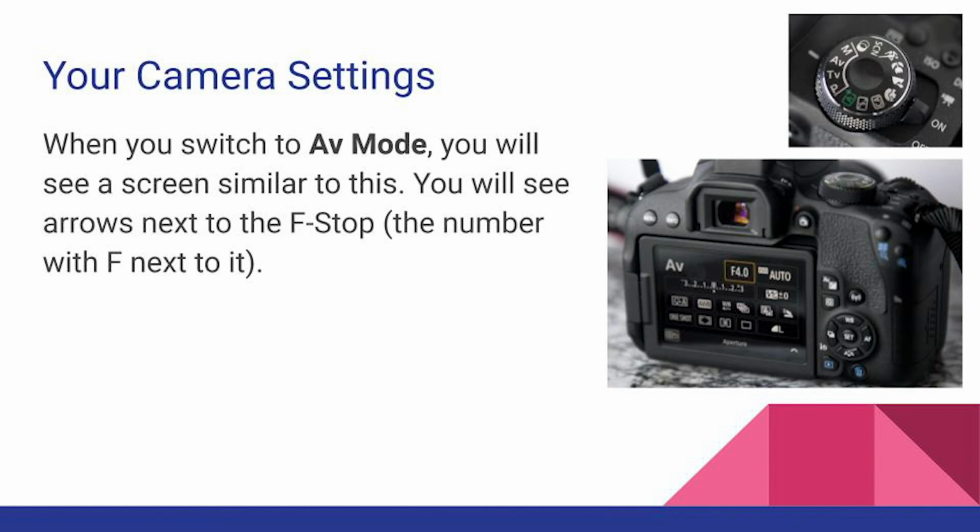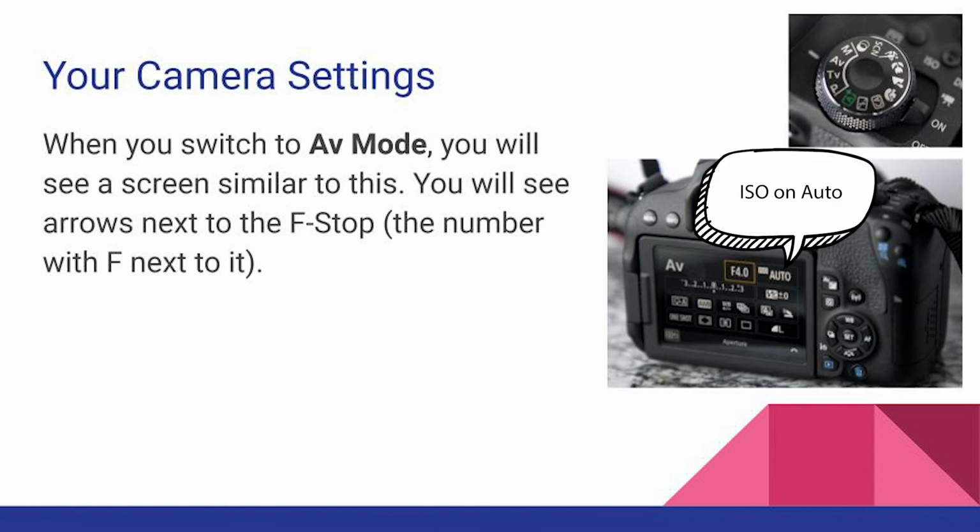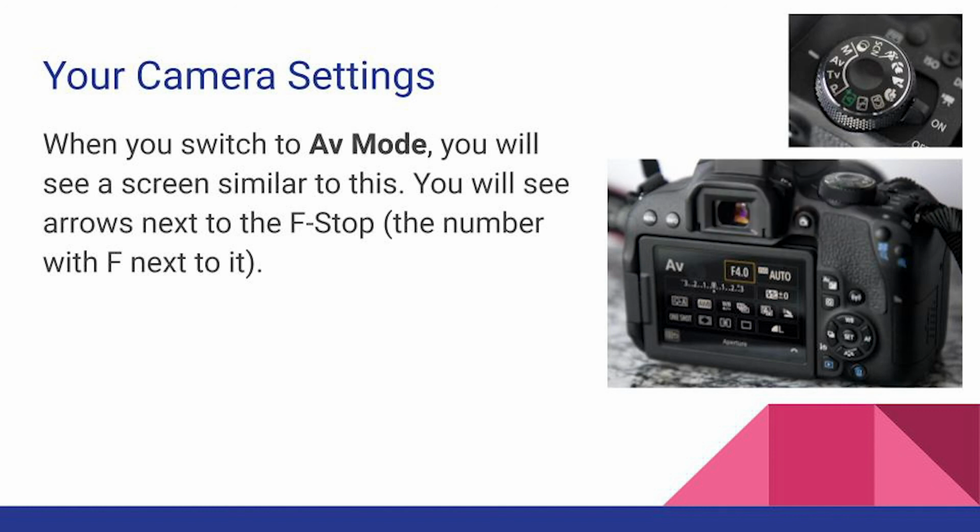Your camera settings. When you switch to AV mode, you will see a screen similar to this one. You will see arrows next to the f-stop, the number with the F next to it. This indicates that you have control of that setting. Assuming that you've set your ISO to auto, your camera is then going to take care of the ISO and the shutter speed for you, according to your choice of f-stop.